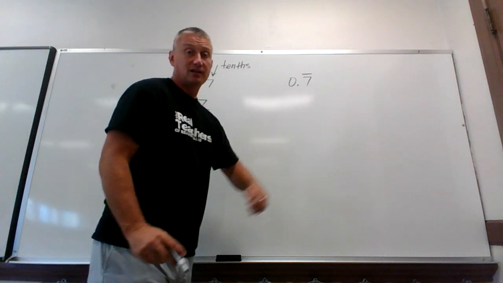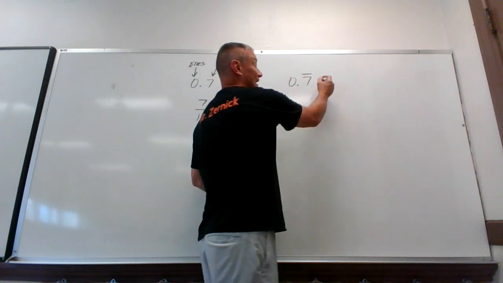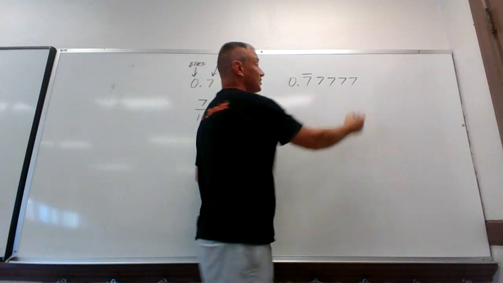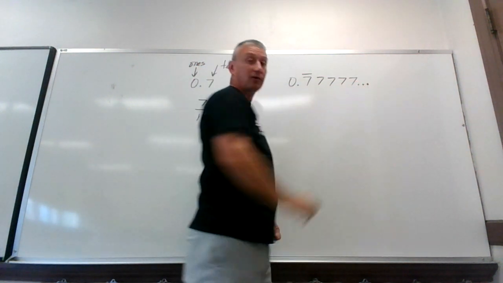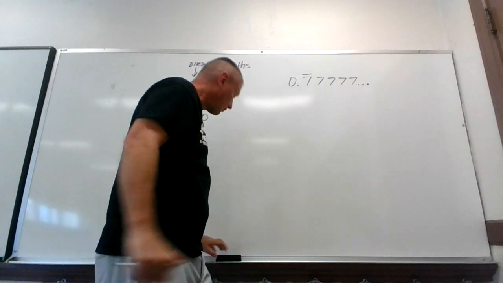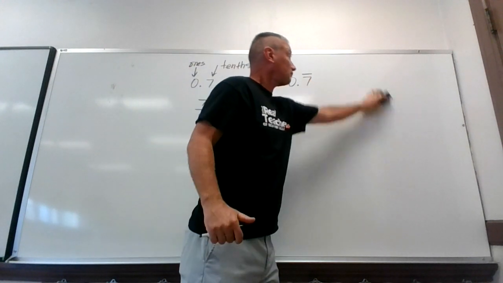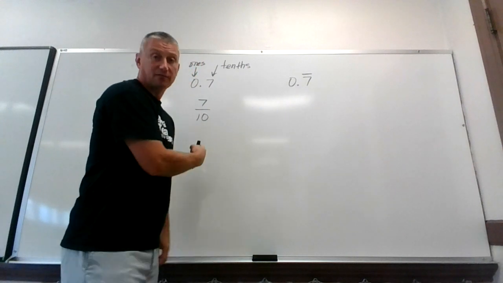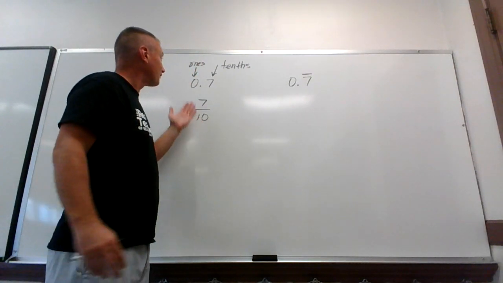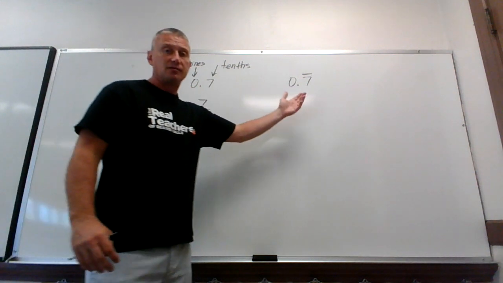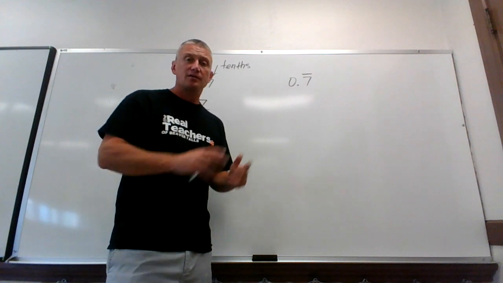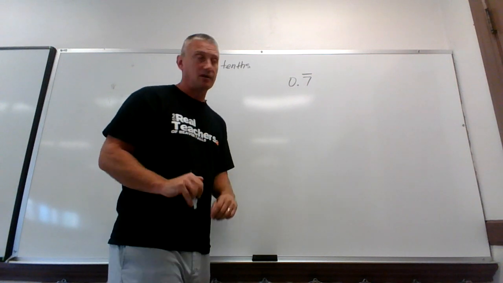Now, 0.7 repeating means, in essence, that the 7 keeps repeating. And you'll also see 3 dots over here. That'll also tell you that it's going to continue to go on and on and on. So this is a repeating decimal. So that's obviously not the same fraction as this one. Where some 8th graders get messed up is they think if they see 0.7 and 0.7 repeating that it's the same thing. It's not the same. So how do we change this? Here's how you change it.